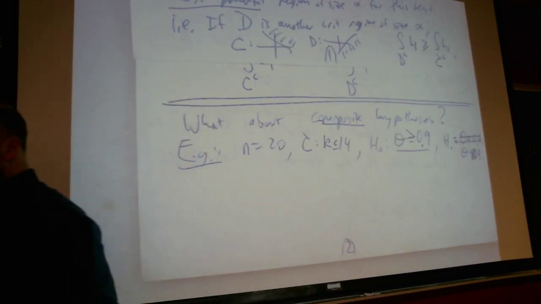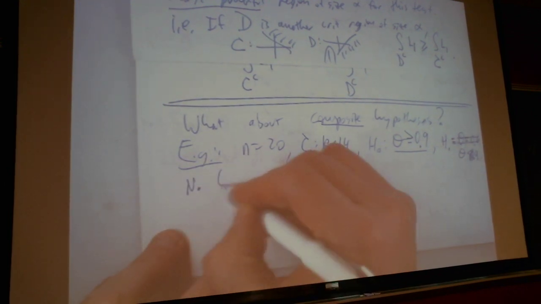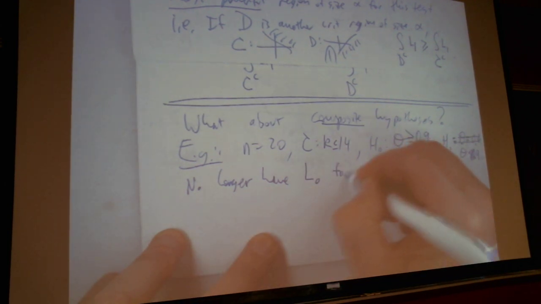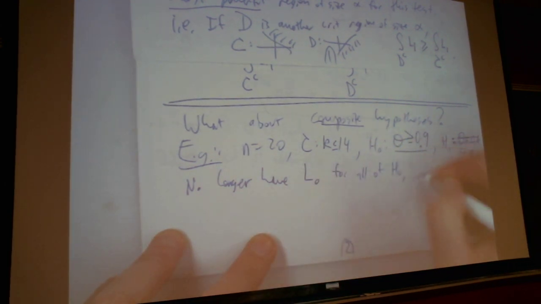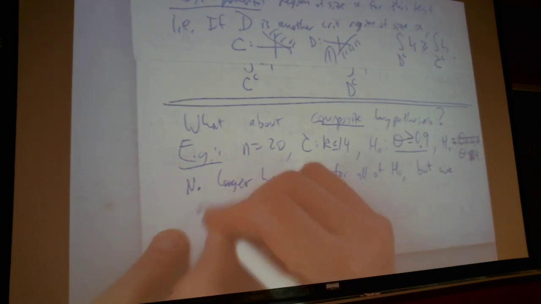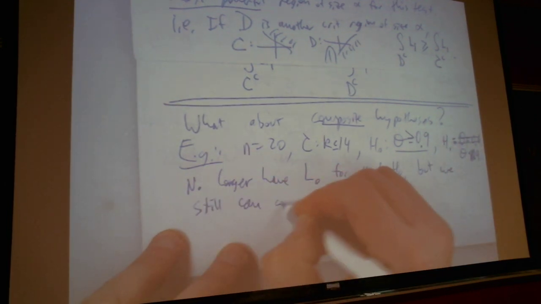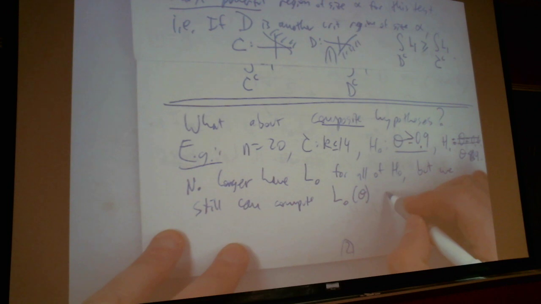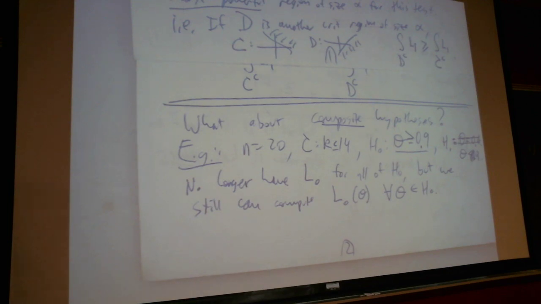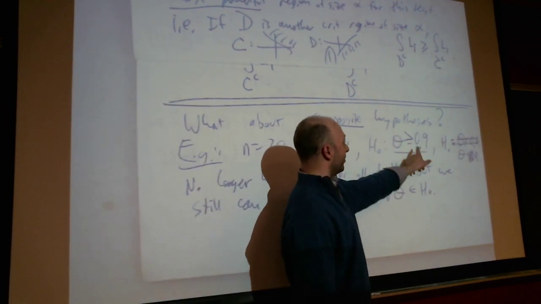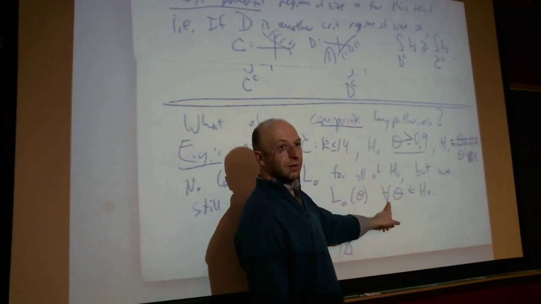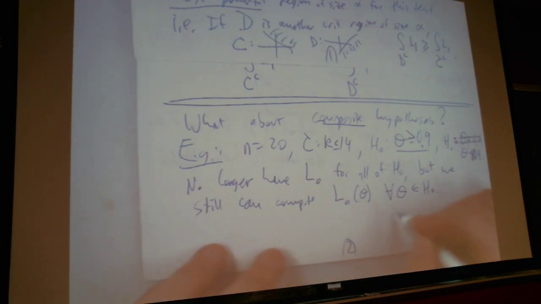Let me write that down. So we no longer have a likelihood for all of H0, but we still can compute the likelihood of theta for all theta in H0. In other words, for all values of the parameter consistent with H0. So for all values of theta bigger than 0.9 in our case. Is this symbol okay? This means for all.